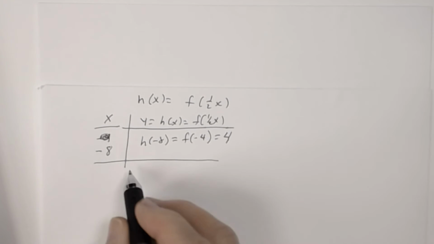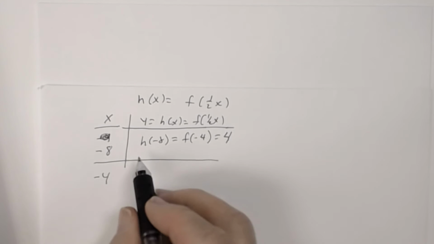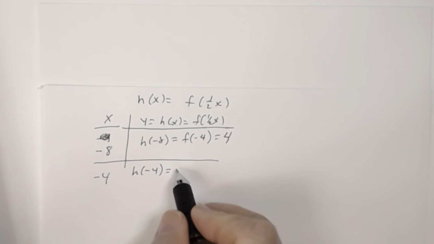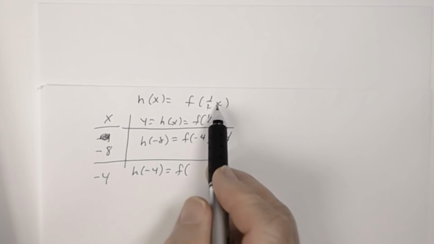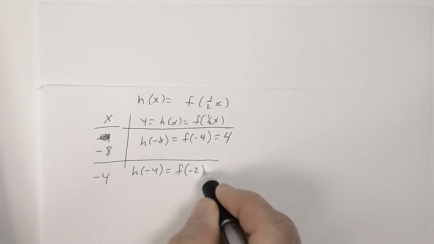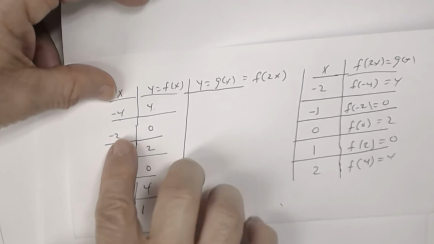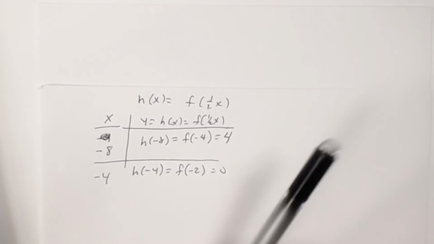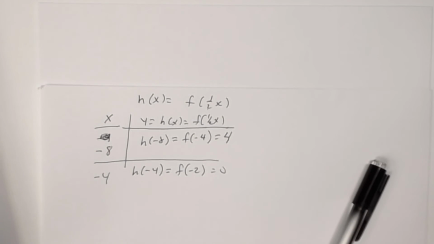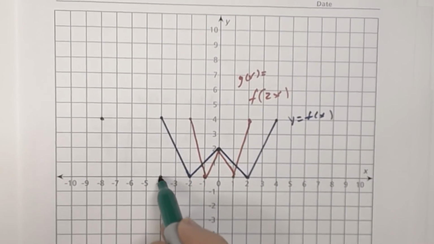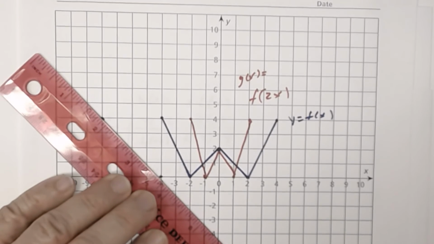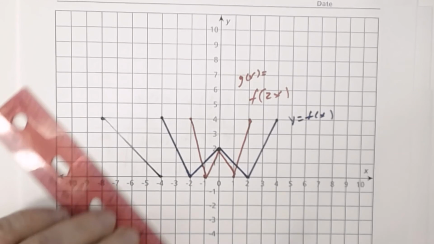Then the next one I'm going to use is this. All right, so listen carefully. I'm going to use -4. If x is -4, then I want to find h of -4. Well, h of -4 becomes the same as f of, what's 1/2 of -4? Well, 1/2 of -4 is -2. So now I'm going to go to my table, and I'm going to see what f of -2 is. Well, f of -2 is 0. So I'm going to plot the point -4, 0. And so -4, 0 becomes this, right here. All right, so then I'm going to draw that line segment, and I get this, right here. Okay, so that's one part.